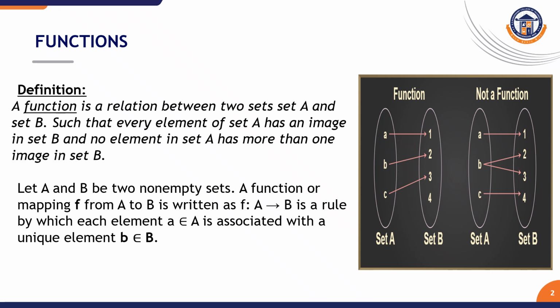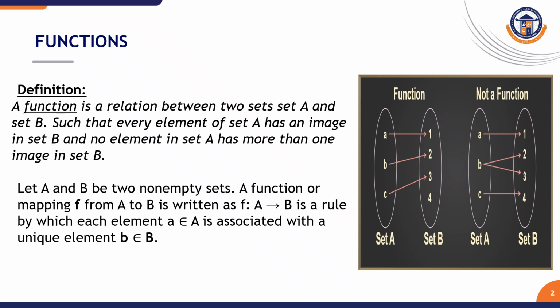Now for example, let us take set A and set B. In set A, the elements A, B, C are mapped to the elements 1, 2, 3 in set B. So I can say that it is a function. In the second example, the set A has the elements A, B, C, but in set B, the element B is mapped to two images, 2 and 3. So it is not a function, since every element of set A must have an image in set B and no element in set A may have more than one image in set B.